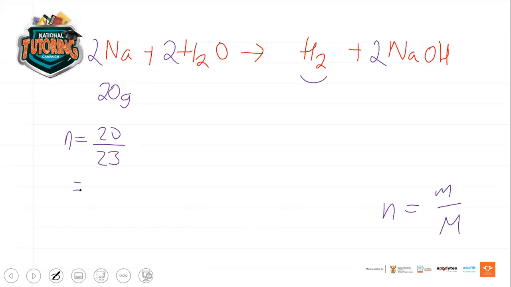I wonder if there wasn't a typo in another question. So I can't balance it. 0.87, if I round off to 2 decimal places.